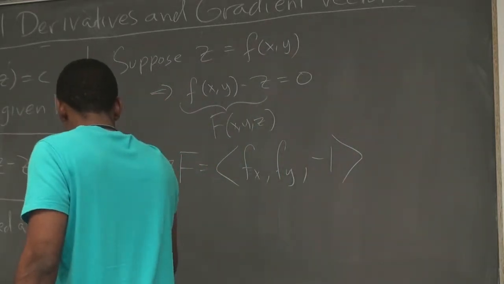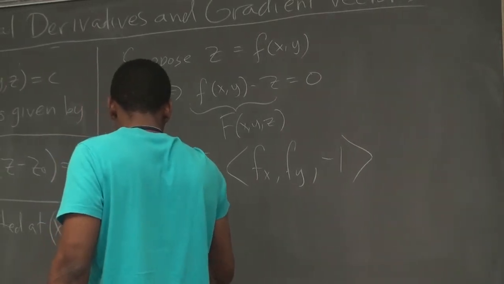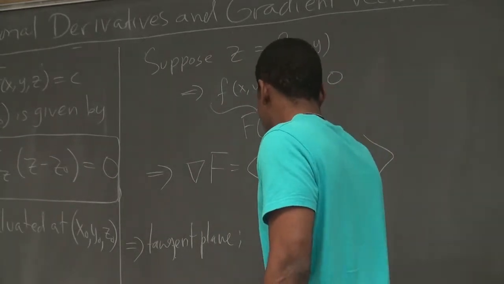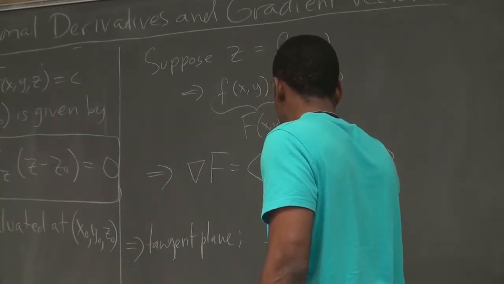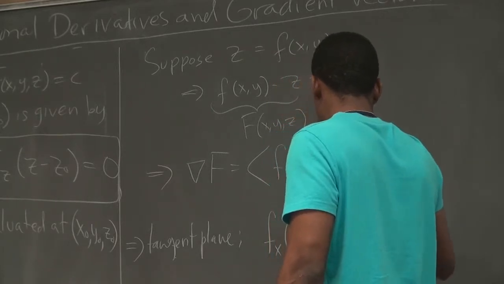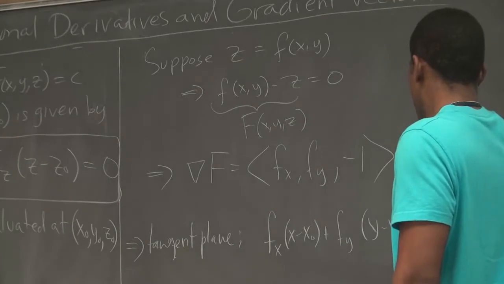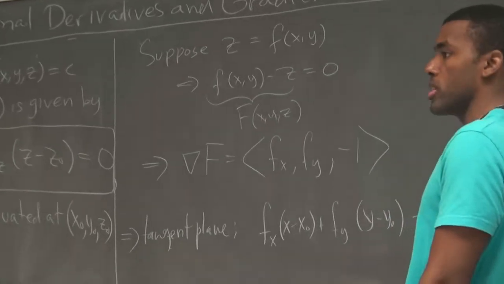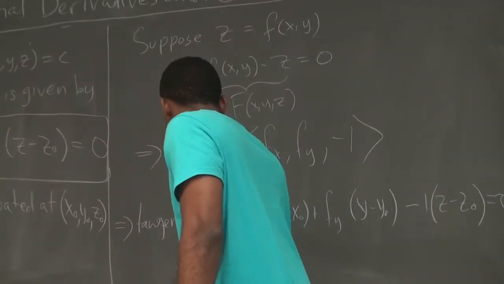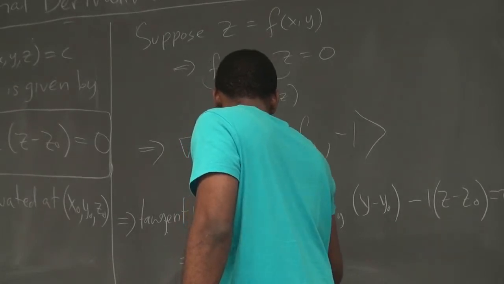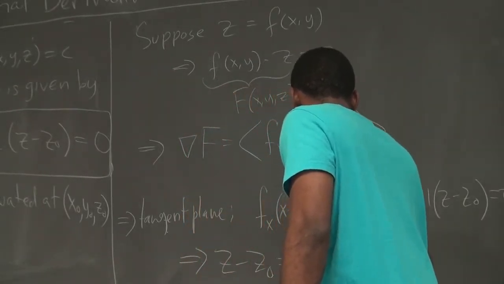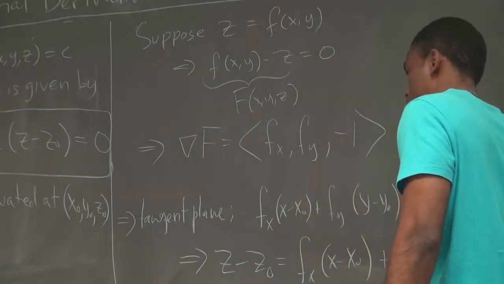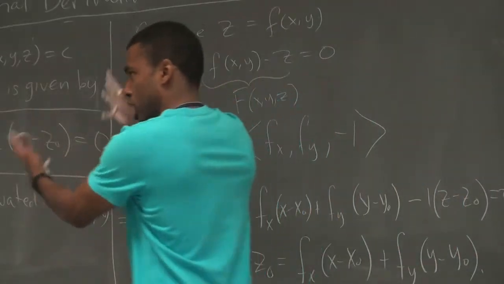Which would mean the tangent plane by that formula would be given by fx times x minus x0, plus fy times y minus y0, minus 1 times z minus z0 equals 0. But then you move this to the other side, and you get the familiar form. So this is really like the general form.